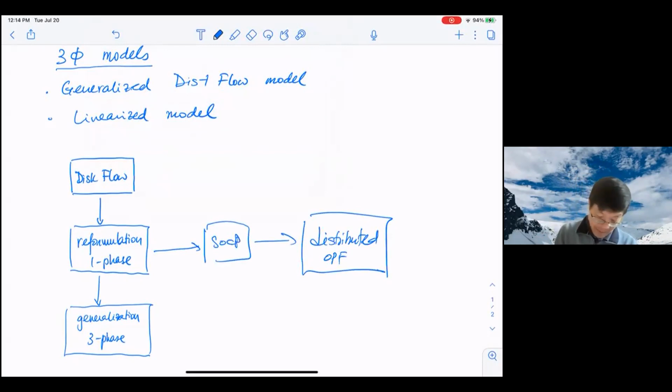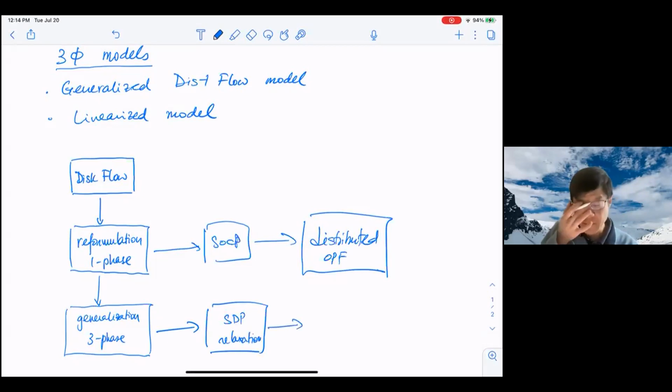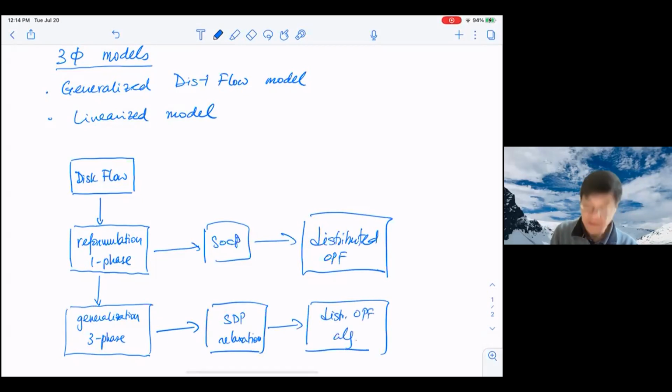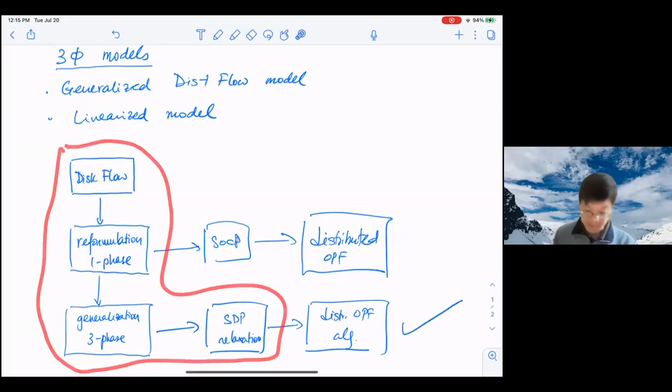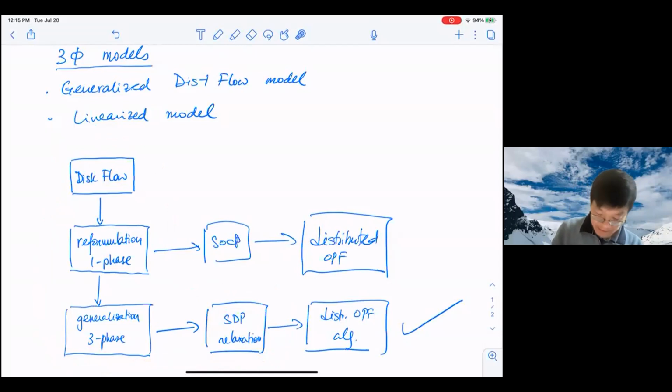And similarly here, from the generalized three-phase model, you can have an SDP relaxation, and we'll see that later on today. And in fact, from this convex problem, you could have a distributed OPF algorithm. And this actually was the algorithm in some of the simulation results that I presented at the beginning of today. So what I'll do now is to go through this process, and that will be block 4. Okay. All right. So let's do that.